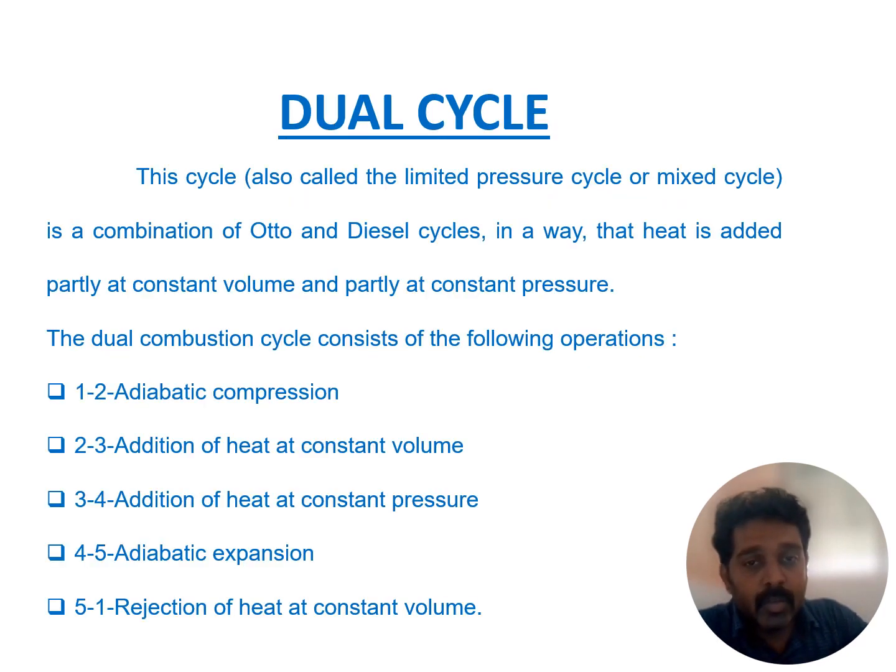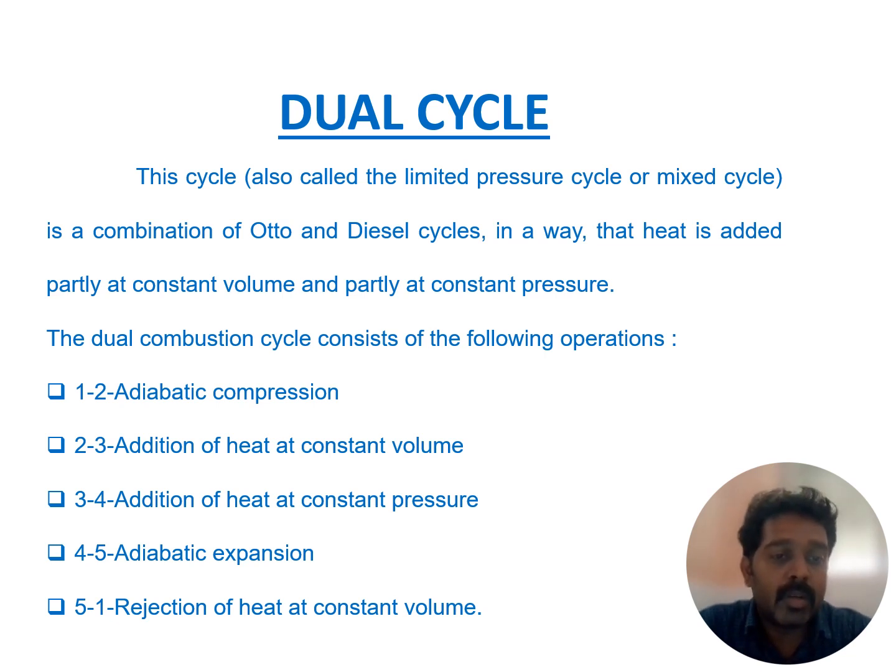First, I am going to explain the definition of the dual cycle. The cycle is a combination of the Otto cycle and the diesel cycle. That means it is called a limited pressure cycle or mixed cycle. A mixed cycle is nothing but a mixed combination of the Otto cycle and the diesel cycle. In this cycle, heat is added partially at constant volume and partially at constant pressure. So the first portion is the constant volume process and the second portion is the constant pressure process.